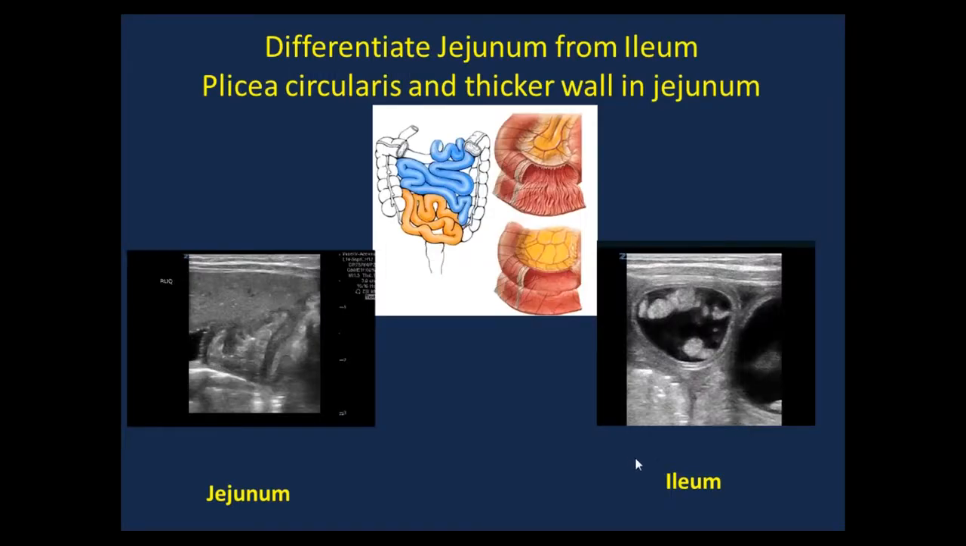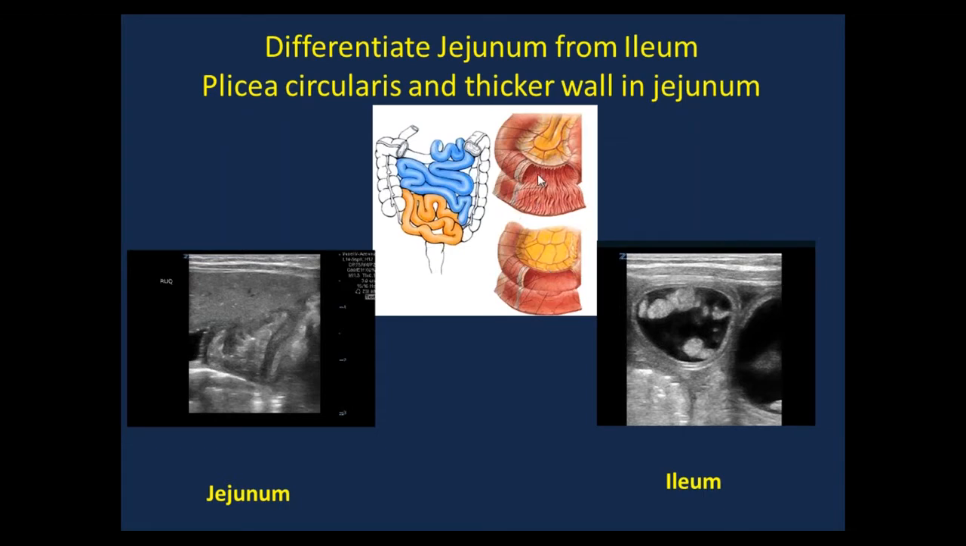This slide shows how to differentiate jejunum from ileum, and the differentiation can be by detection of circularis, which gives the jejunum the thicker wall. So first of all, the jejunum is occupying the upper half of the abdomen, and the ileum is the lower half or the lower right half.